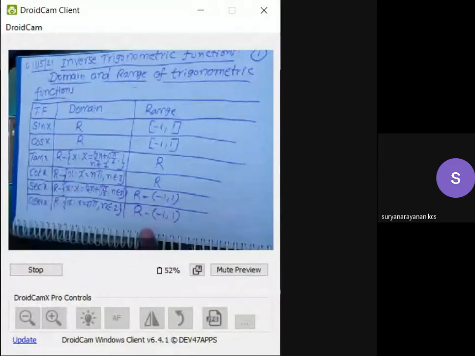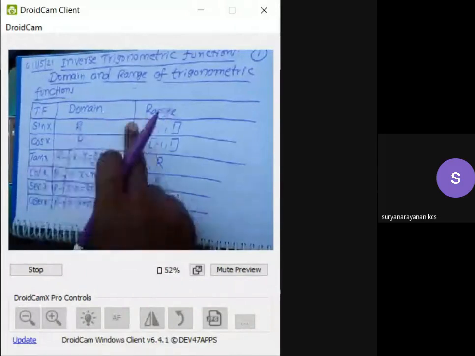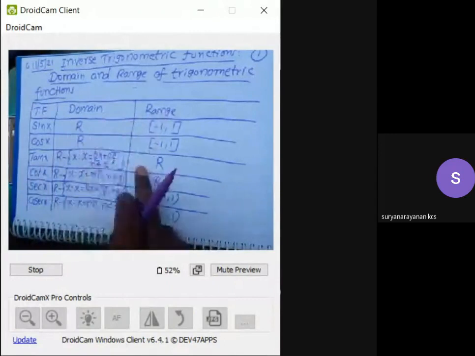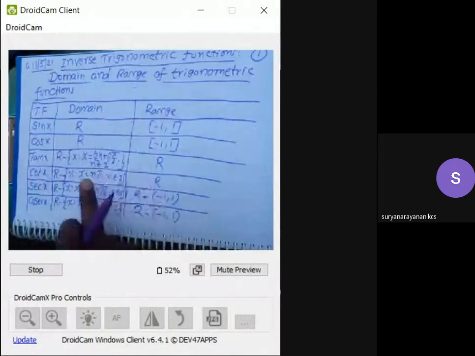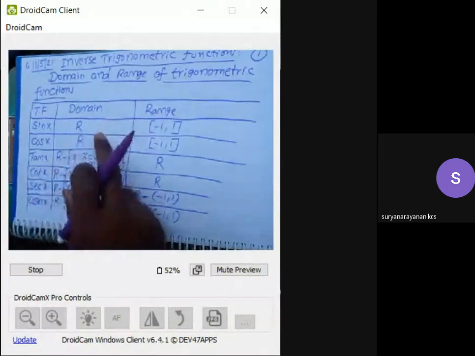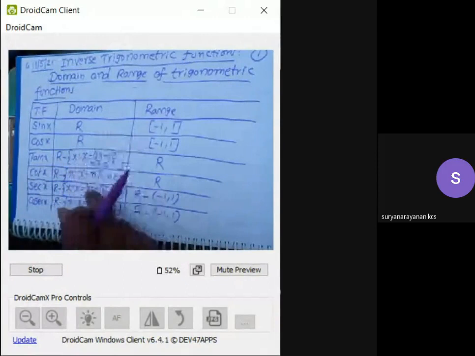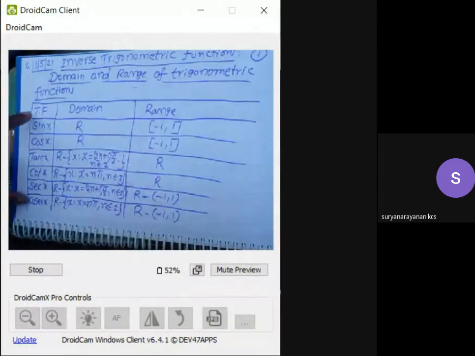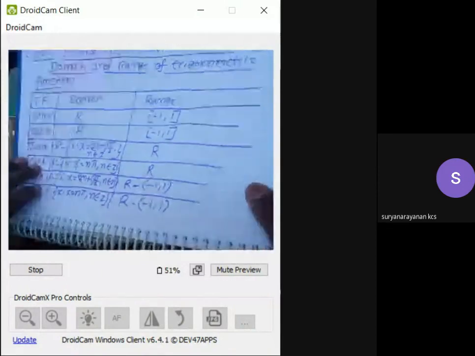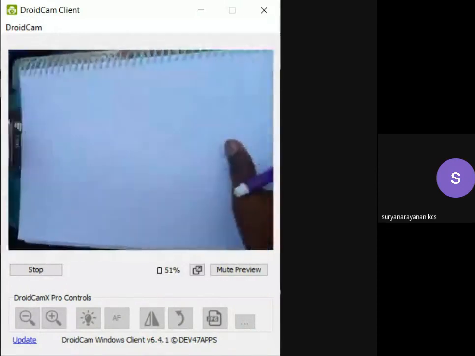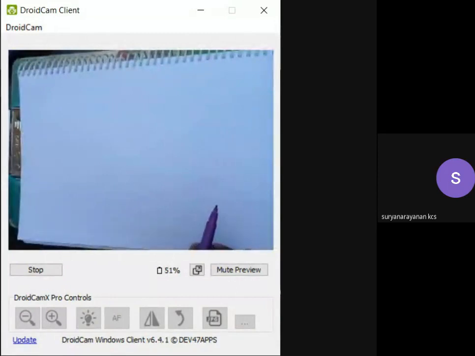In all these cases, these are not bijective functions. So to find the inverse of these trigonometric functions, we have to restrict the domain, we have to take some limitations to define the inverse of these trigonometric functions. My children, in all these cases, these are all not bijective functions.